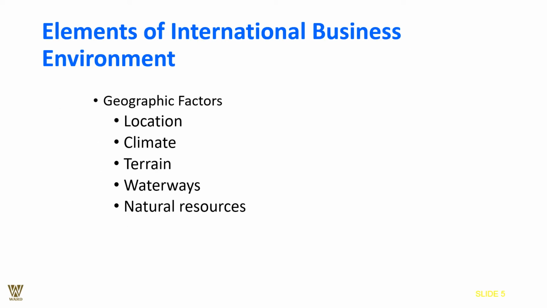Let us dissect each of these components one by one for you to understand, as has been the mandate of this presentation. The geographical factors are all about location, climate, terrain, waterways, and natural resources. If you look into location, there are countries which are not set on the equator of the earth, where there is a balance between day and night, usually 10, 11, 12 hours of day and 10, 11, 12 hours of night.